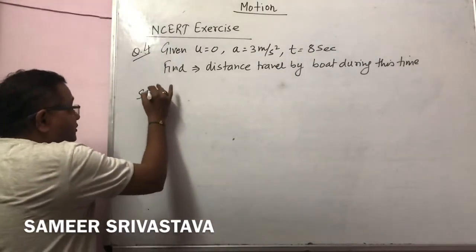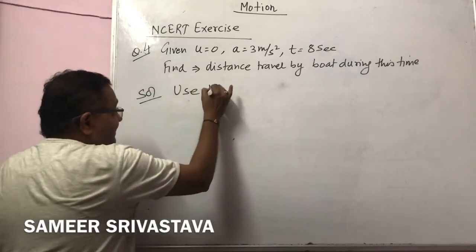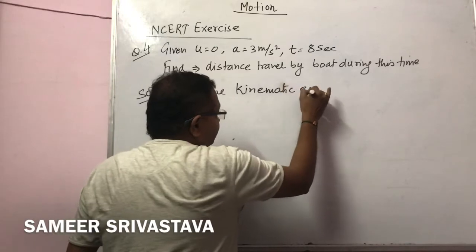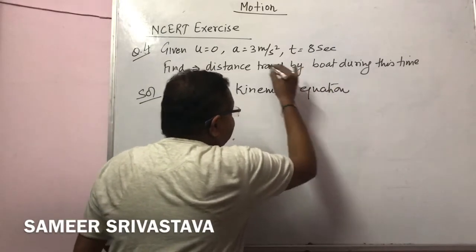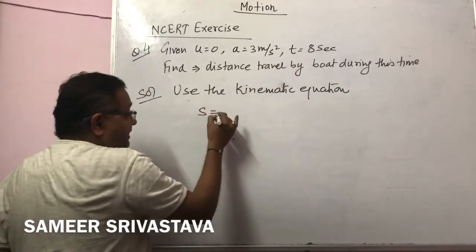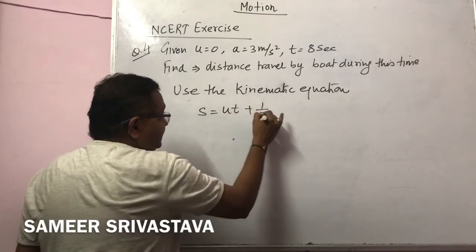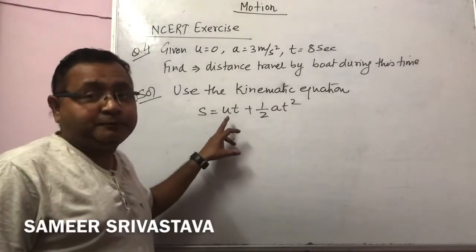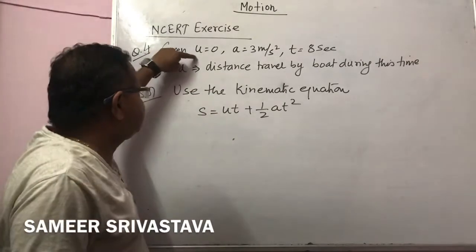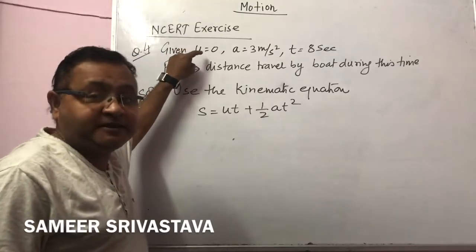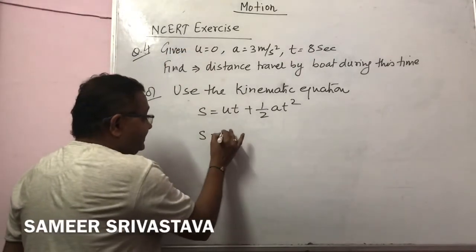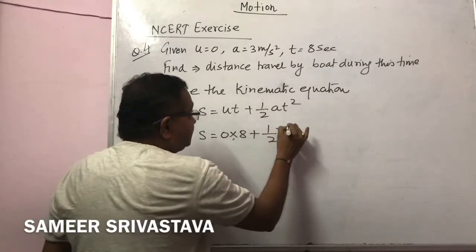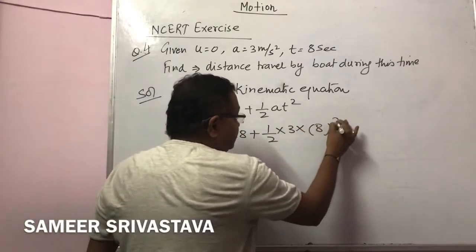So for this question, use the kinematic equation, because we have to find the distance here. So directly we use S is equal to ut plus half at square. In the question, it is given that boat is start from rest. It means initial velocity will be 0. So we write S is equal to 0 into 8 plus half into 3 into 8 whole square.